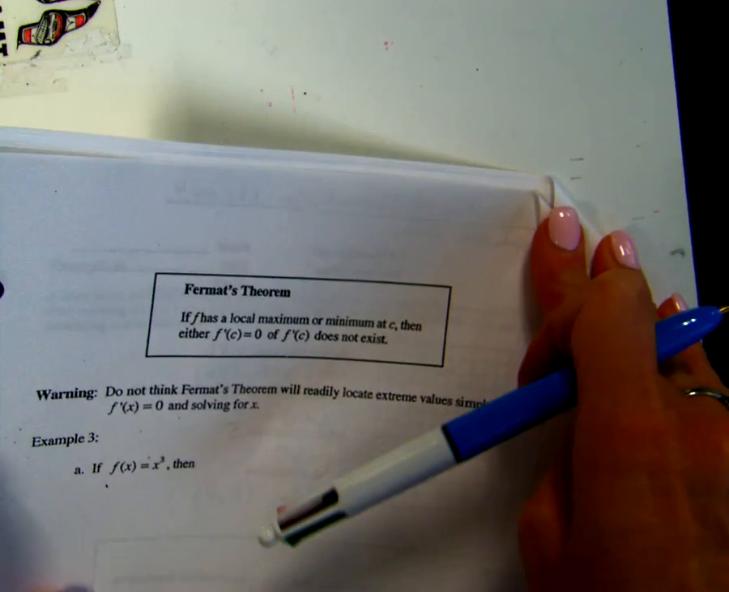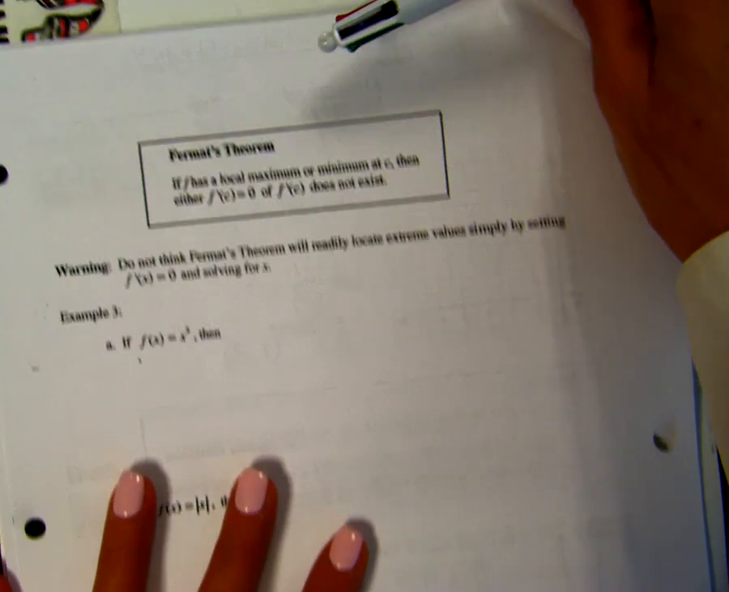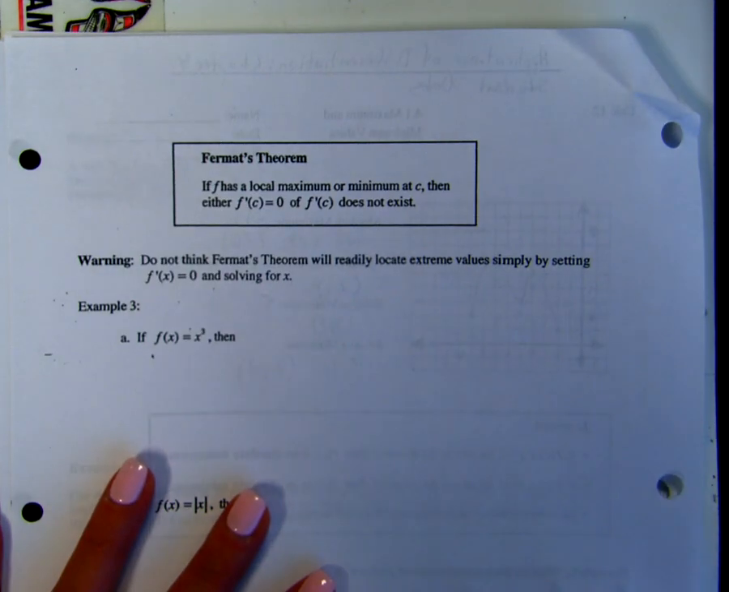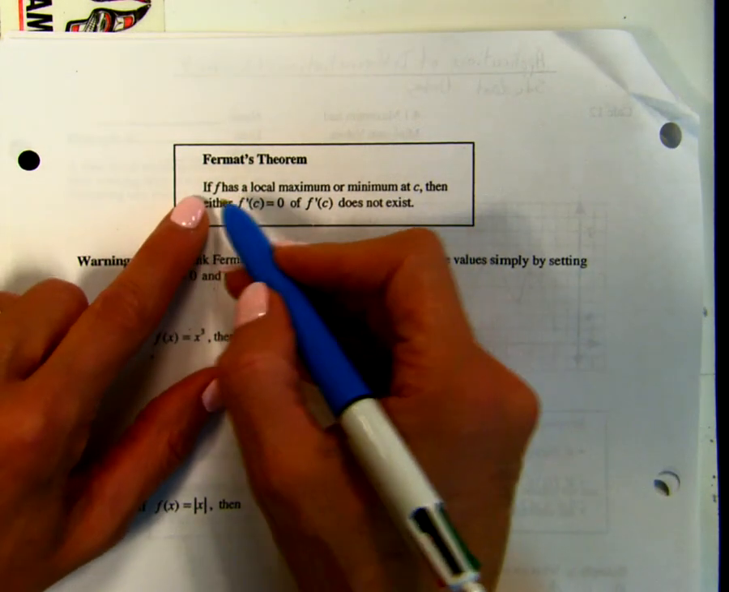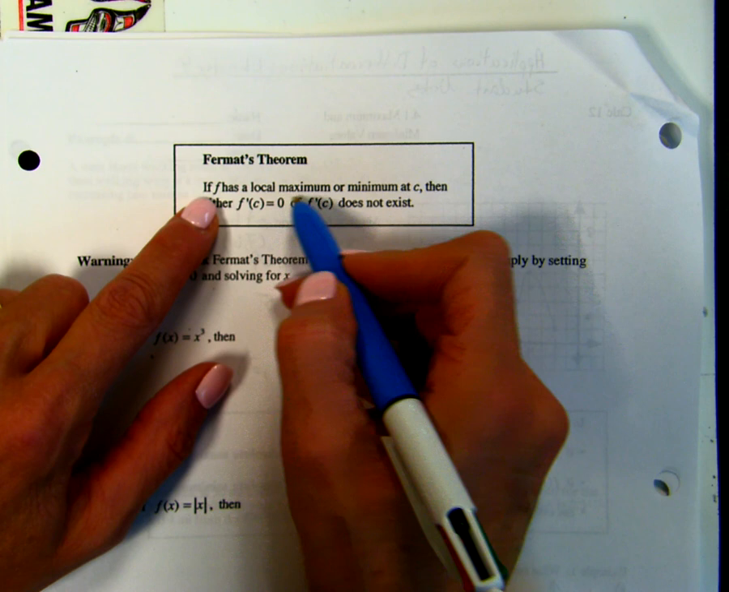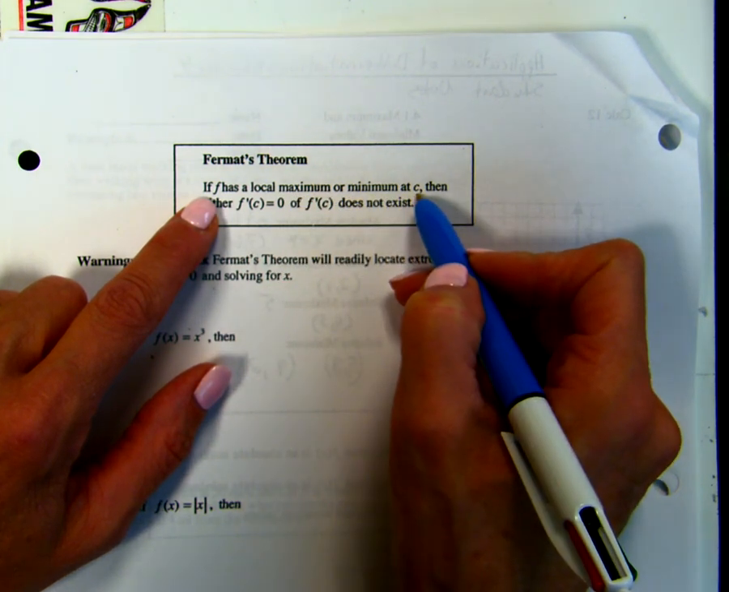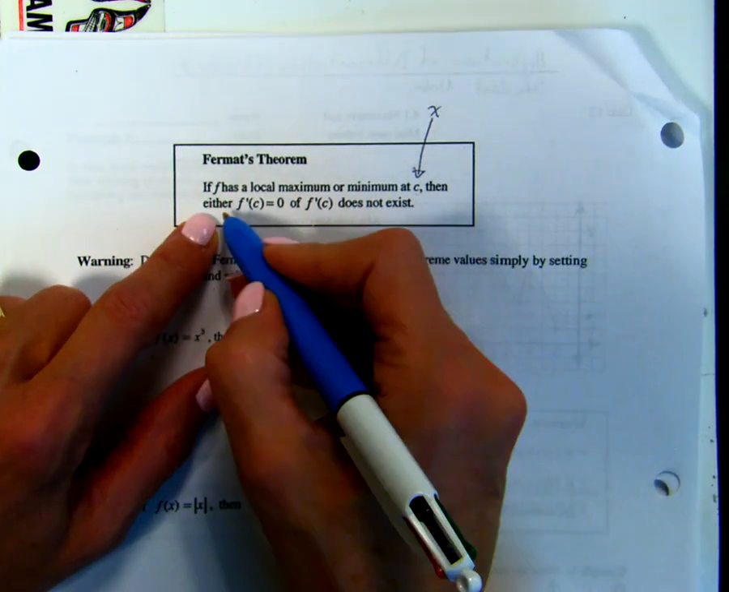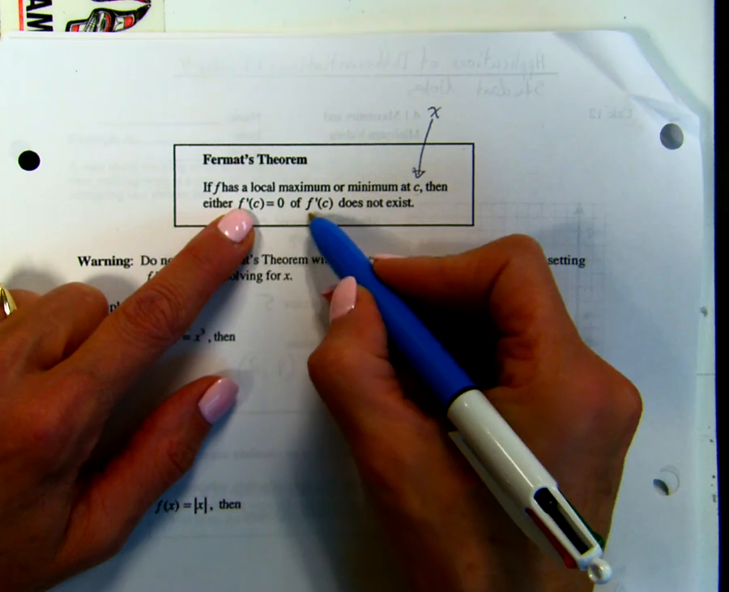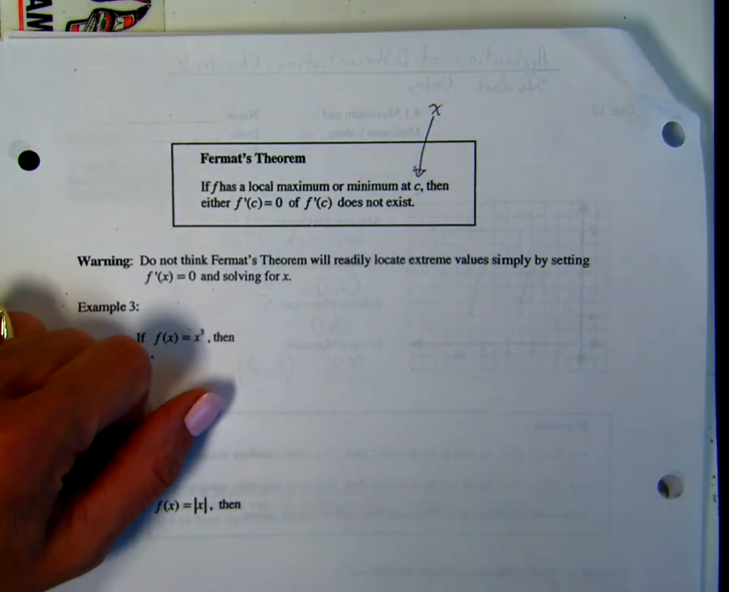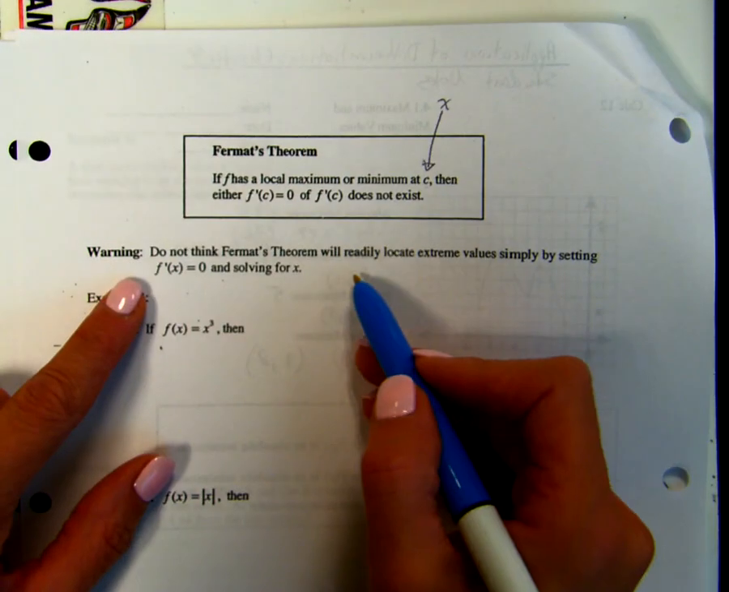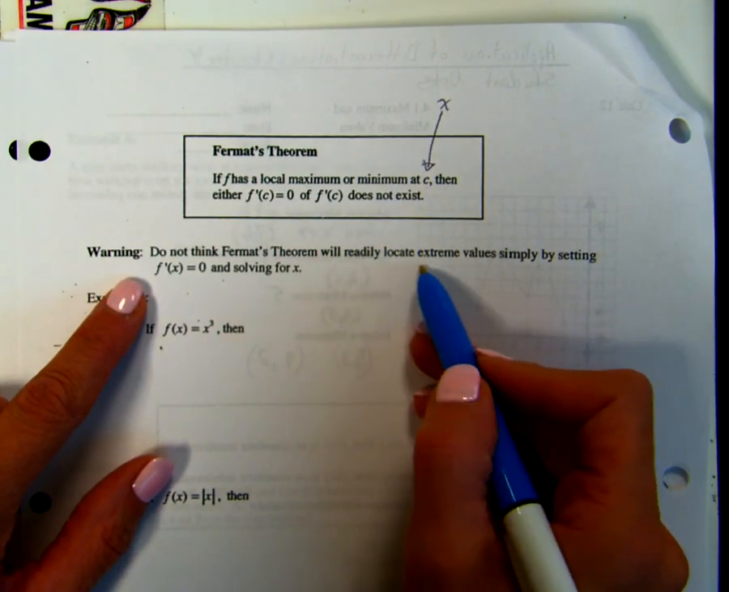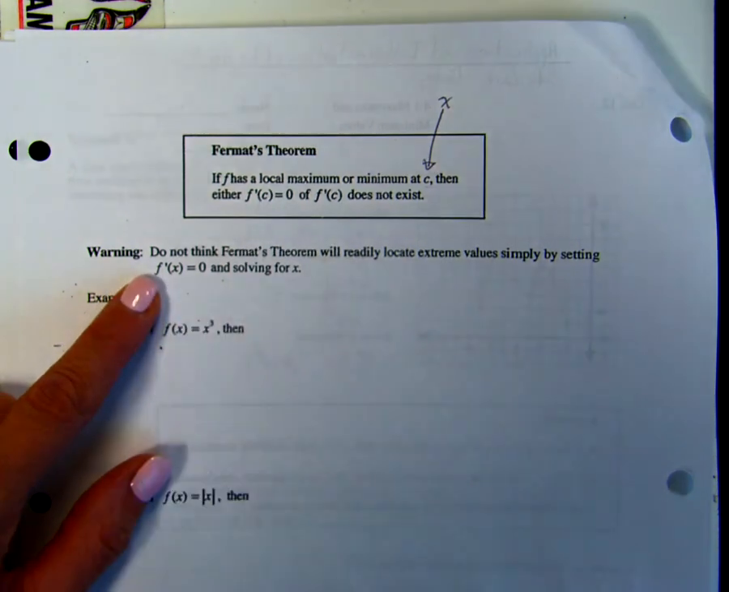Okay, there's something called Fermat's theorem that helps you find maximums and minimums at critical points. And we use the little letter c to indicate we've got a critical point. So this is the theorem. If a function has a local max or min at c, so this c, of course, refers to the x value, then either the derivative there is 0 or the derivative doesn't exist. Don't think that Fermat's theorem will readily locate extreme values simply by setting the derivative equal to 0 and solving for x.